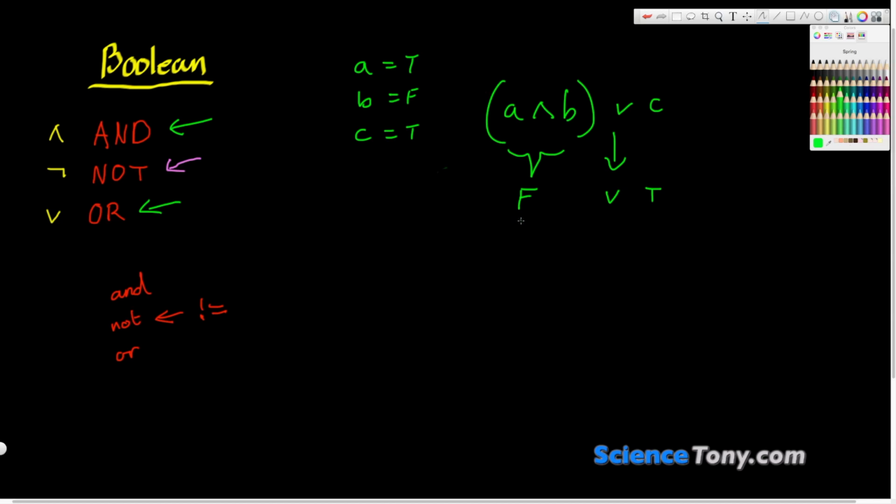Now what we have is a false and a true and an OR. So since it's OR, this whole thing is going to return true because this one is true.